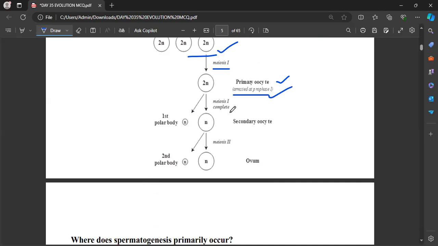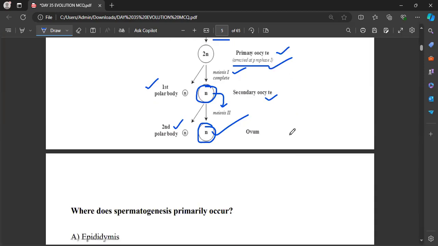Now this primary oocyte undergoes a division called meiosis 1. As a result of this division, it gives rise to one polar body and one secondary oocyte, and the secondary oocyte further undergoes meiotic 2 division. Once again, it gives rise to the second polar body and the other haploid cell, which is called the ovum. Okay, this is the process of oogenesis.